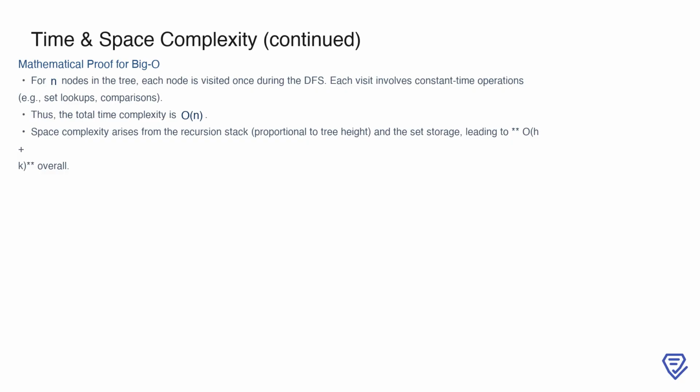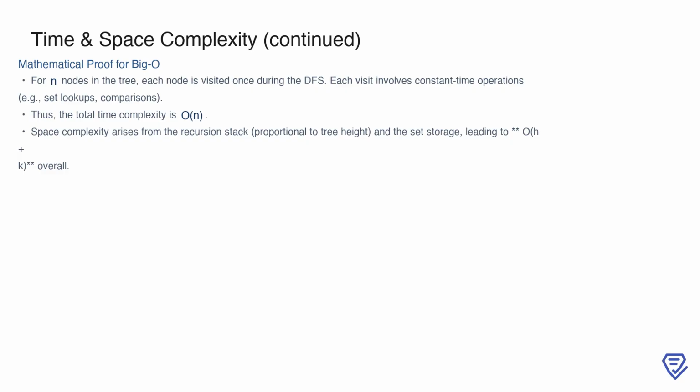As for space complexity, it arises from two components, the recursion stack, which depends on the tree's height, and the set used to store the nodes list. The recursion stack contributes O(h) space, where h is the tree's height, while the set storage contributes O(k). Combining these, the overall space complexity is O(h + k). This balance of time and space efficiency highlights why the provided solution is optimal for finding the lowest common ancestor in this problem.